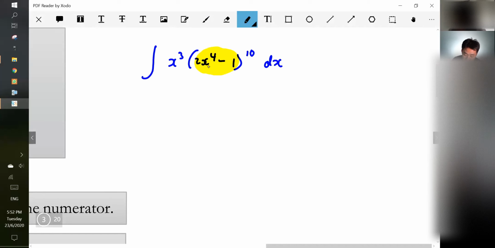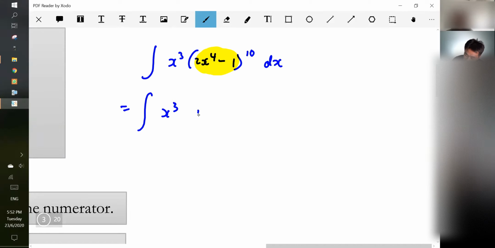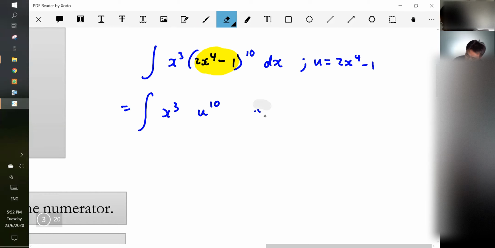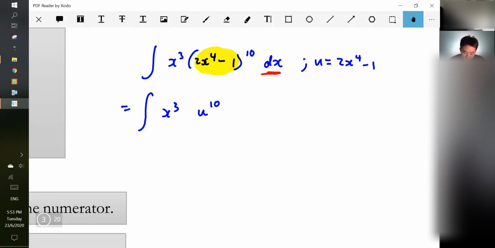This will be u. When you differentiate, this will be 8x cubed. 8x cubed would then cancel the 8 in front. So this will be like x cubed. This is u^10 du. But okay, once you change this to du, it doesn't make sense for you to keep this as dx because you are reducing it to a u, right? So that you can integrate. Okay, you don't keep the dx there.